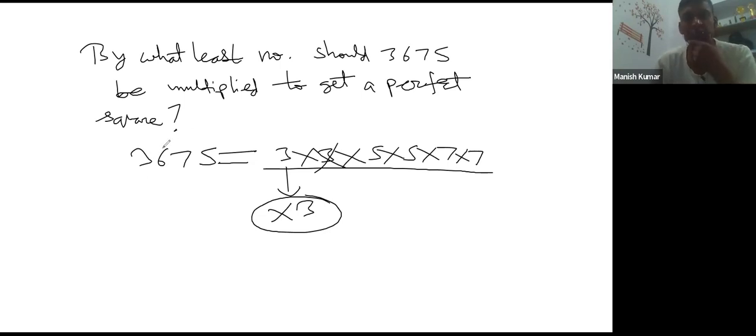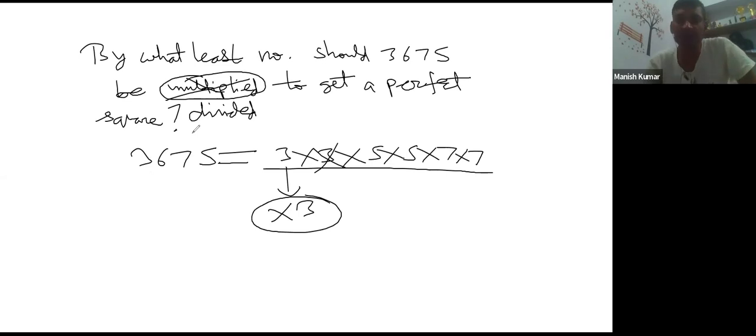Okay, by what least number should this be divided to get a perfect square? If there is no multiplied word, if I am writing here what it should be divided. Okay. By what least number should this be divided to get a perfect square? Then just apply the logic. No idea? Trying.